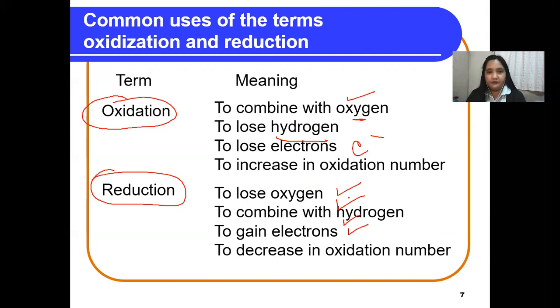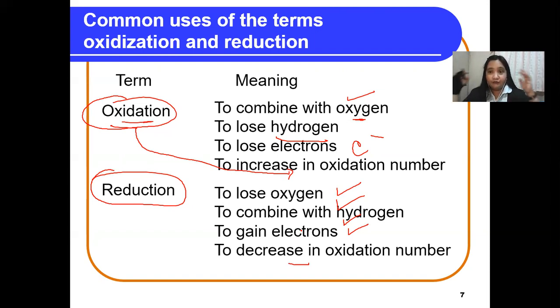And finally, of course, this is very consistent. It's oxidation. That's why there's an increase in oxidation number, meaning that substance has a more positive oxidation number. And of course, when it's reduction, there's a decrease in oxidation number. Not necessarily is it always negative. It's just that the oxidation number is lower because there's actually a decrease.